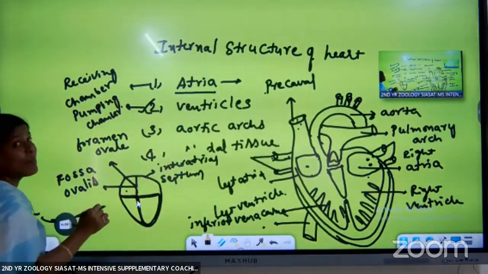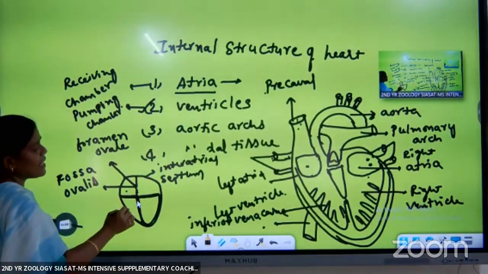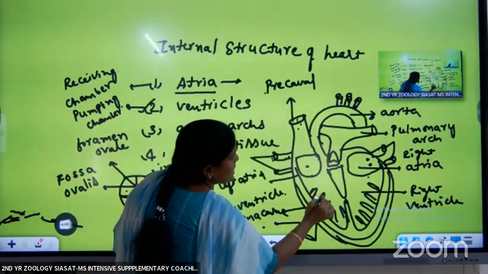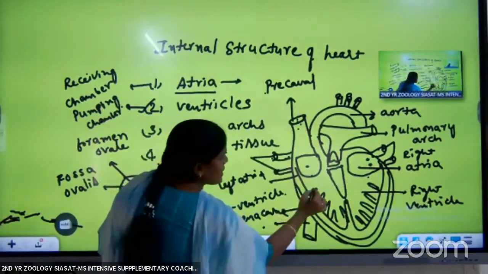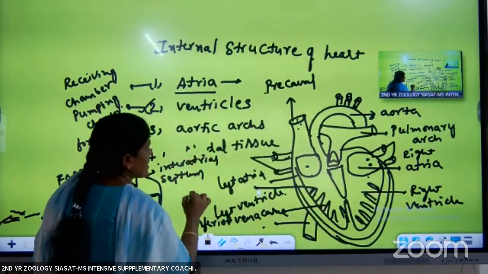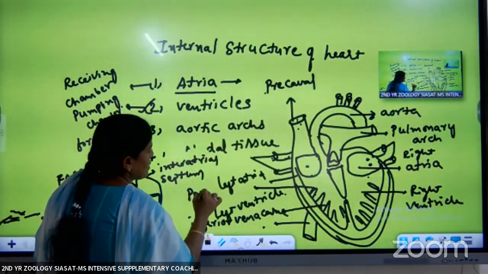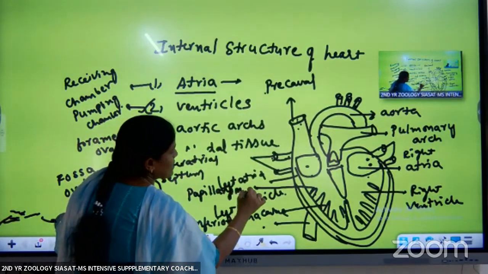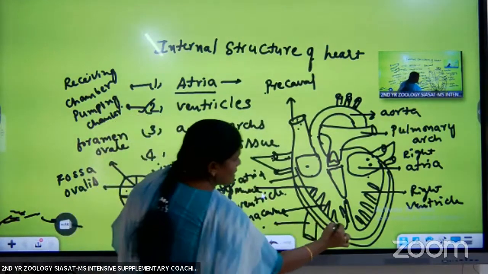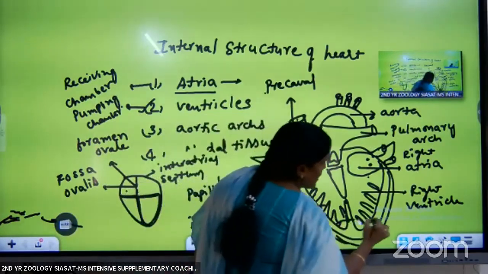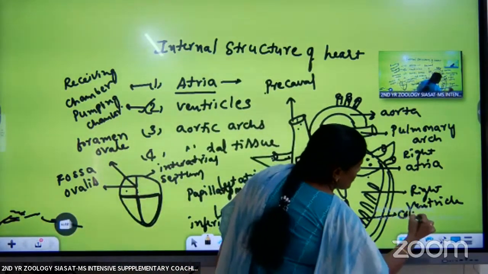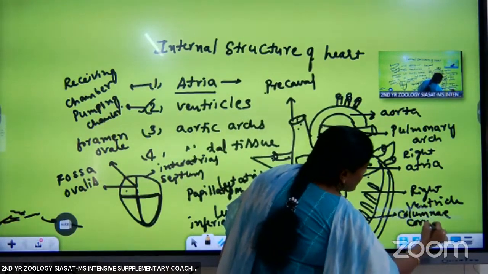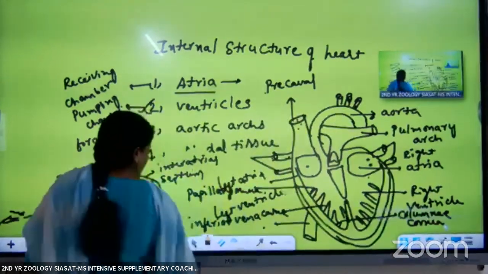The ventricles are muscular. On the inner side, muscle ridges are present. See this one. These larger ridges we call the papillary muscles. The smaller ones we call the columnae carneae.